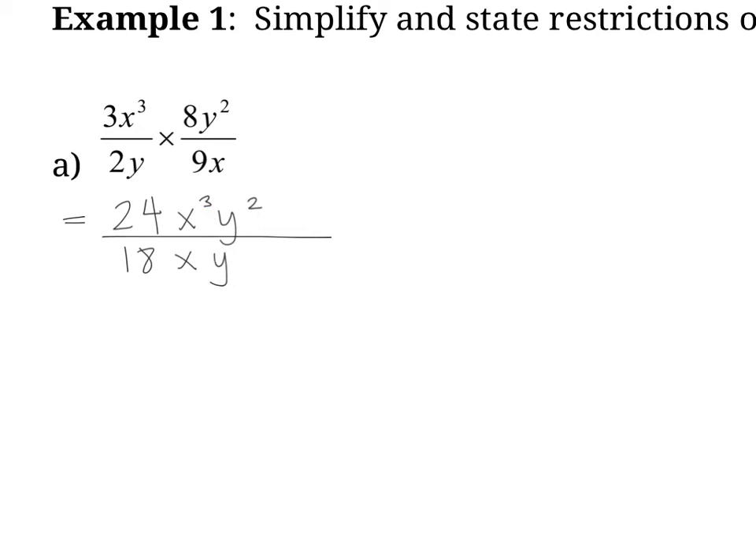So we're on to our last step now. We've multiplied. Now we're just going to simplify. So I'm going to simplify them. I'm going to write my fraction bar, and I'm going to do one at a time. We're going to simplify this 24 over 18.